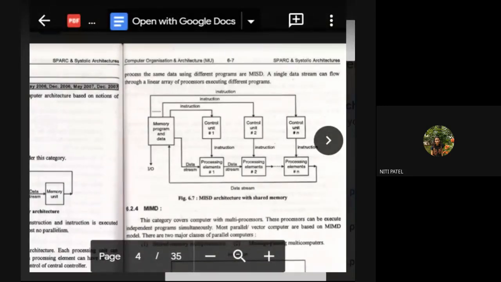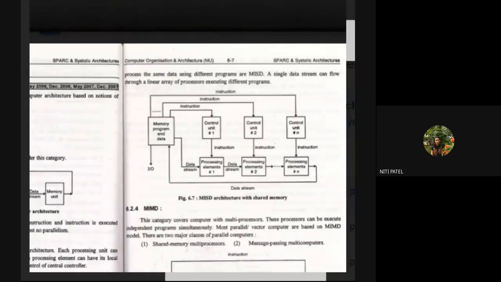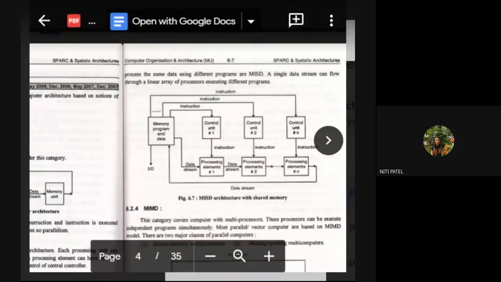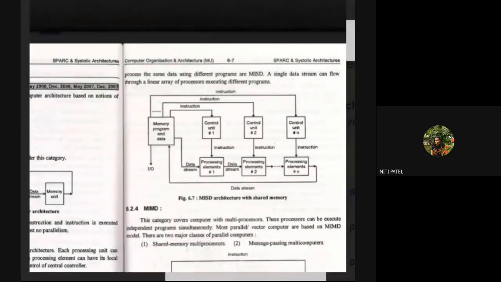So control unit 1 will give one instruction, suppose move A comma B. Control unit 2 will give the next instruction, that is move B comma C. Control unit N will give the third instruction, that is add A comma B. So at a time, I am executing move A comma B, move B comma C, as well as add A comma B.